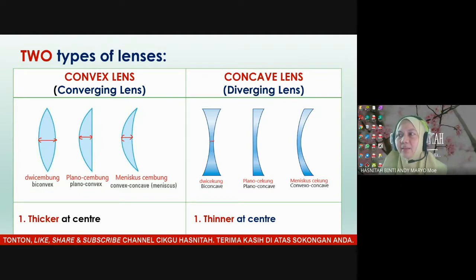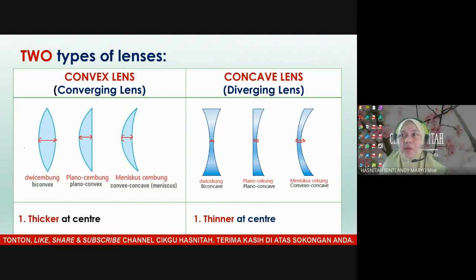The center is the thinnest part of the concave lenses. This one is plano-concave. It has one curved surface, the other surface is a plane shape. And the third one is called convexo-concave. All right, so the similarity: thinner at the center.